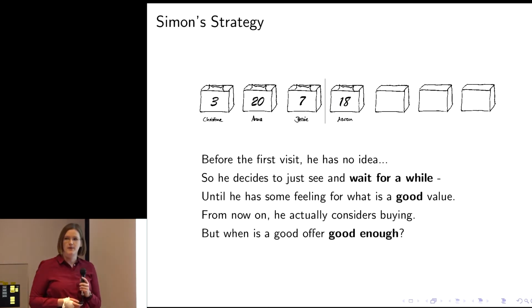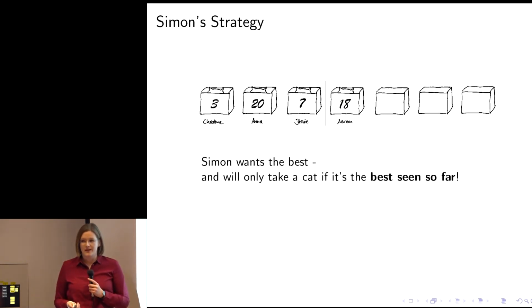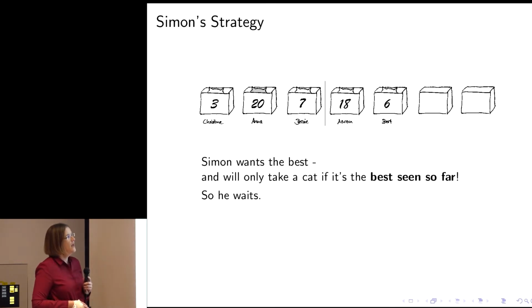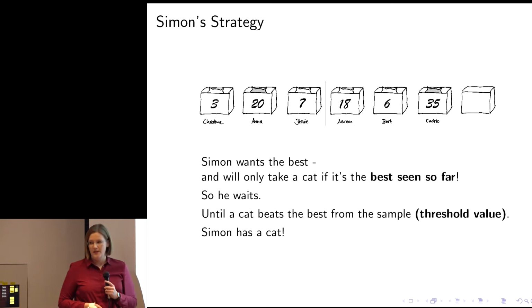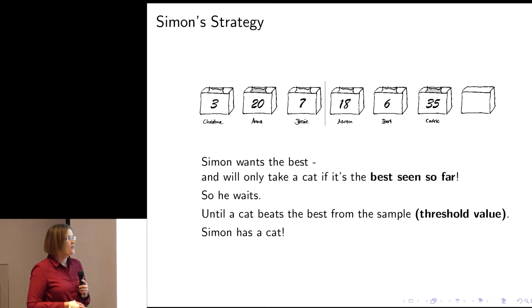Because there has been a 20. So a reasonable way to pick is to say, well, we will only take it if it's the best we've seen so far, right? So let's go on in the sequence. We have this threshold now of 20, and when there's a 6, we certainly say no. However, this 35, he will take home. So this is an algorithm to deal with this problem that is probably very intuitive.